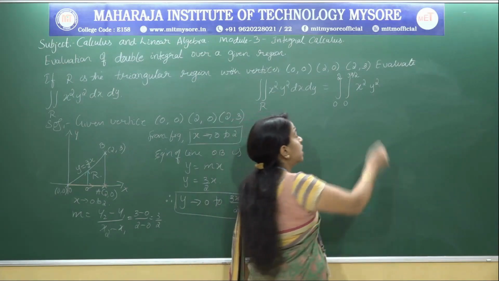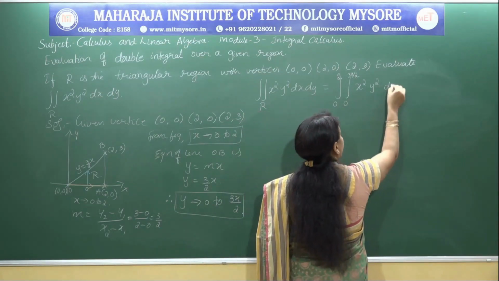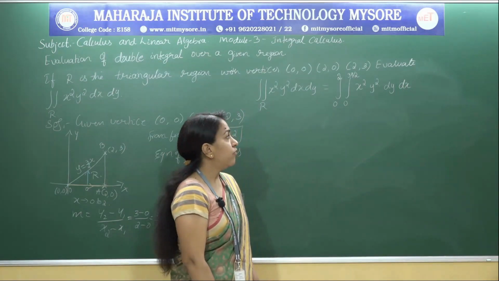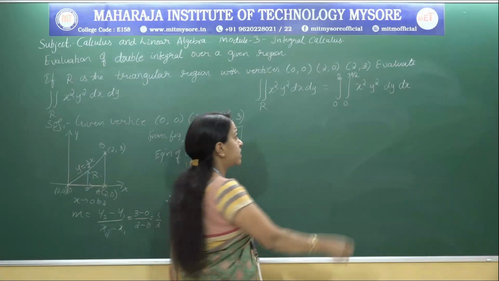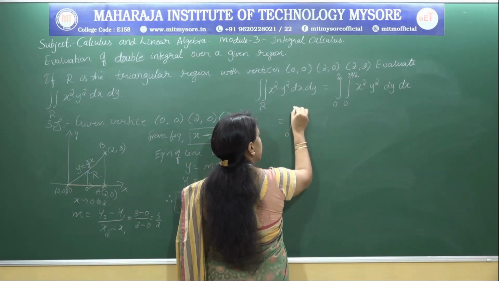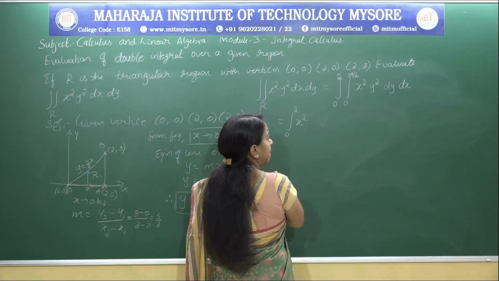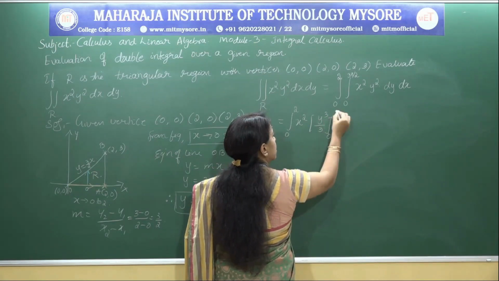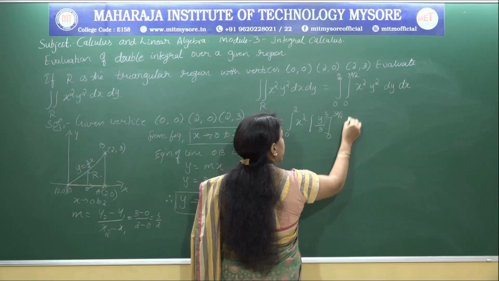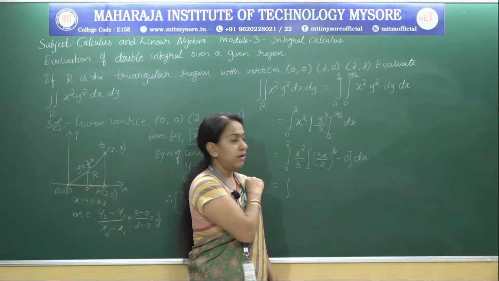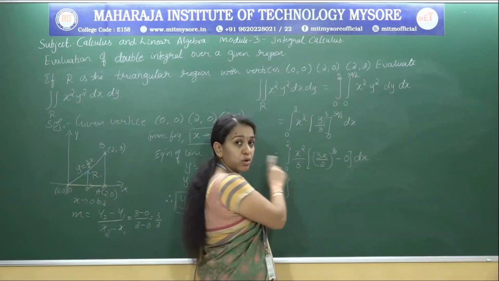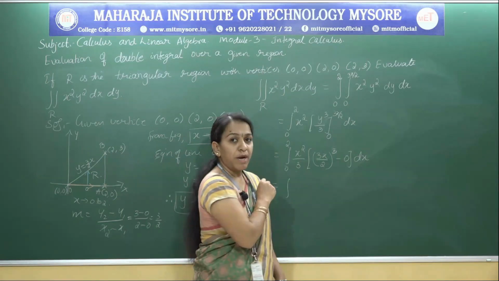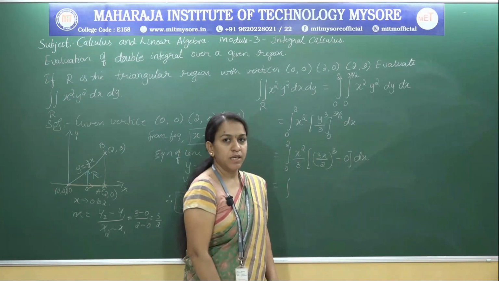Therefore, what should we write first? x square y square dy, then dx. Now, integrate with respect to y keeping x constant, that is integral 0 to 2 of x square, constant, times the integral of y square, which is y cube by 3, between the limits 0 to 3x by 2, dx remains as it is. Now apply the limit.